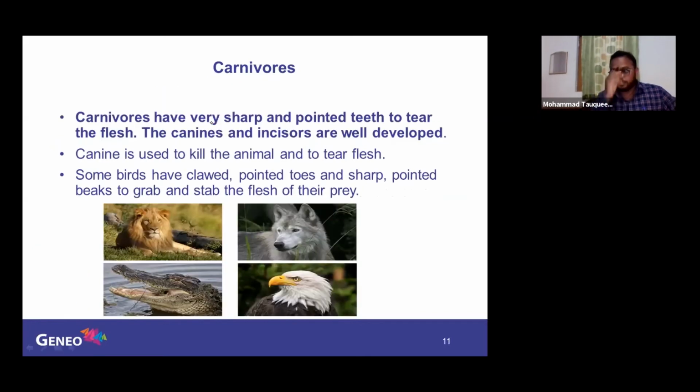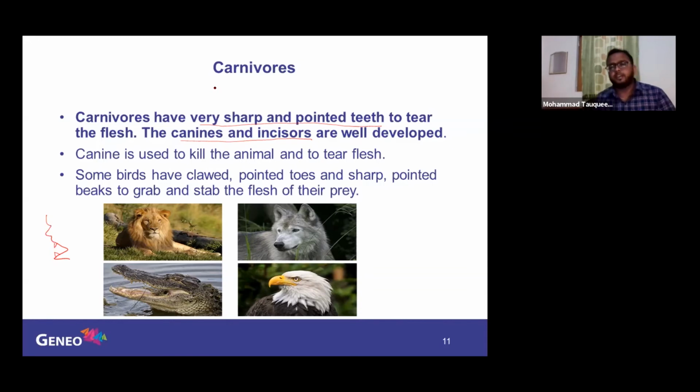Now coming to the carnivores, another type of consumer. These carnivores derive food only from animals, and they have very sharp and pointed canines and incisors. You may see here, again I am drawing, in your open mouth some pointed teeth. Two teeth in the upper jaw and two teeth in the lower jaw. These teeth are canines and incisors. These canine and incisor teeth are used to kill animals and tear the flesh. So they are very pointed. That's why these are carnivores.